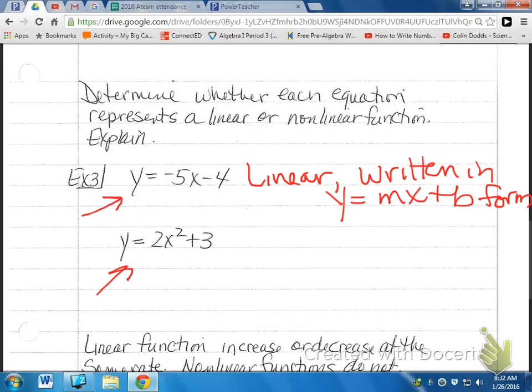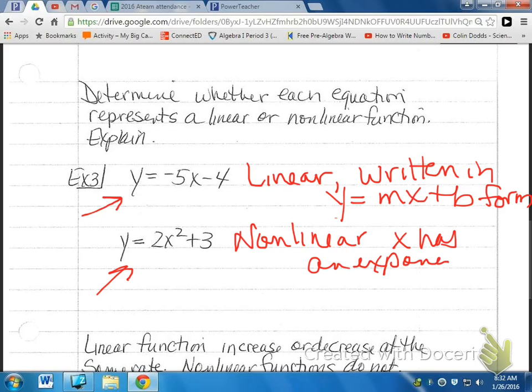Okay, what about y equals 2x squared plus 3? How about somebody that hasn't gotten a ticket yet? Tori? And why is that? Does that have an exponent? Yeah, nonlinear because the x has an exponent. So therefore it can't be written in y equals mx plus b form because x has an exponent. It can't have an exponent other than 1, basically. So, all right, questions on that?